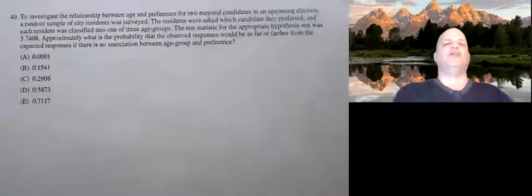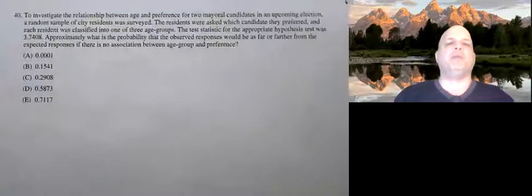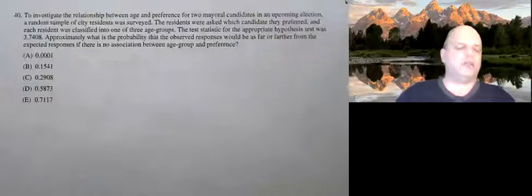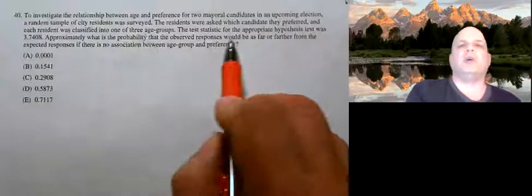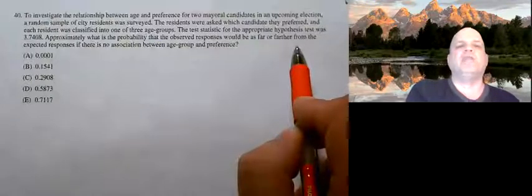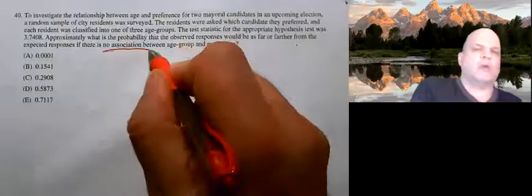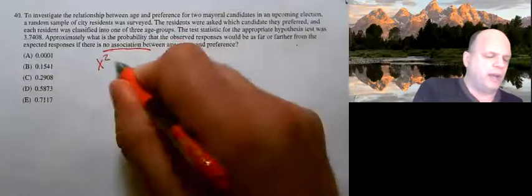To investigate the relationship between age and preference for two mayoral candidates in an upcoming election, a random sample of city residents was surveyed. The residents were asked which candidate they preferred, and each resident was classified into one of three age groups. So basically, we have three categories. The test statistic for the appropriate hypothesis test was 3.7408. Approximately, what is the probability that the observed responses would be as far or farther from the expected responses if there is no association? Right there, they're telling us association. That means they're doing a chi-squared test of independence.